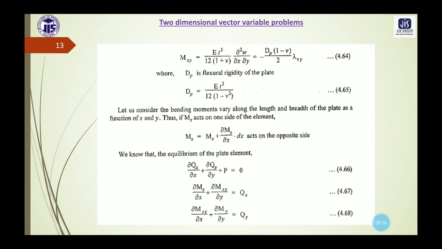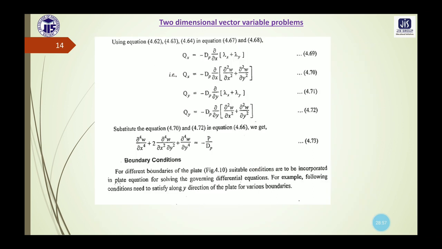Now the equilibrium of the plate element: del qx del x plus del qy del y plus p equals 0. Then del mx del x plus del mxy del y equals qx, and del mxy del x plus del my del y equals qy. So these are the equations which are applicable for the equilibrium of the plate element.